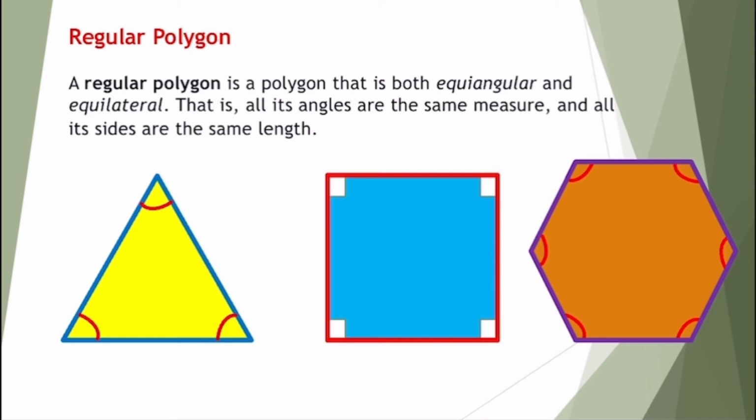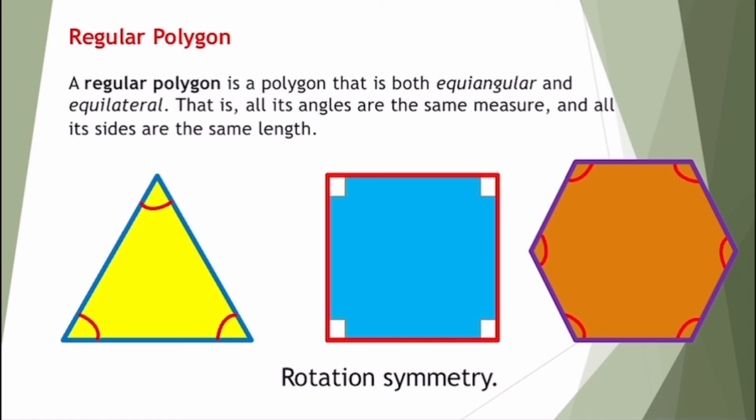All regular polygons have rotation symmetry. This means that a rotation of less than 360 degrees will carry the regular polygon onto itself. In fact, a regular n-sided polygon has rotation symmetry for any multiple of 360 degrees divided by n.